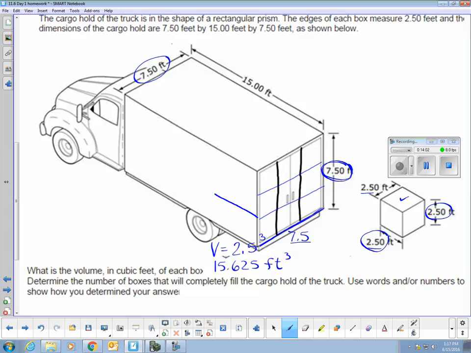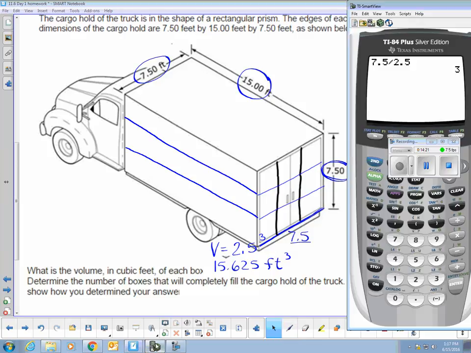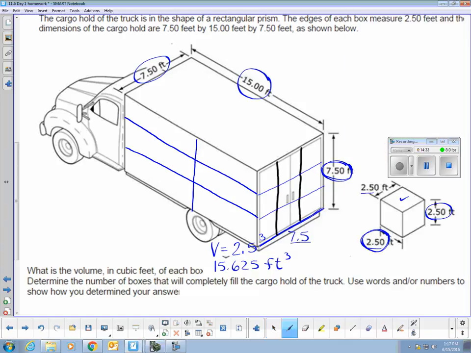And now the question is how many of them will fit up the whole back end length of the truck? And that whole back length is 15 feet. So how many 2.5s will divide into 15? And that's 6. So I can put 6 of them. All right, so there's 6 going back. 1, 2, 3, 4, 5, 6.